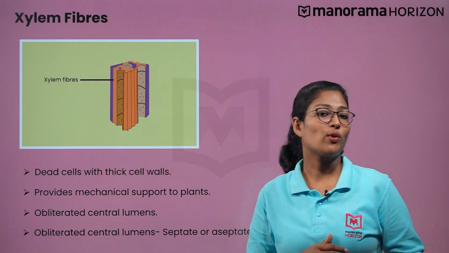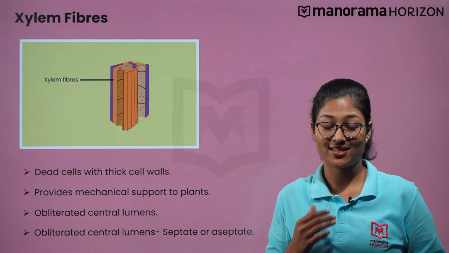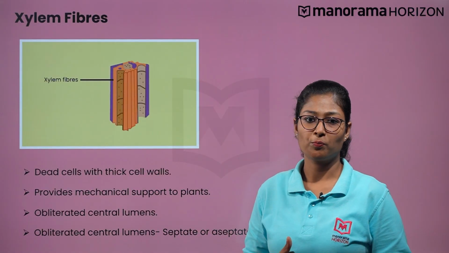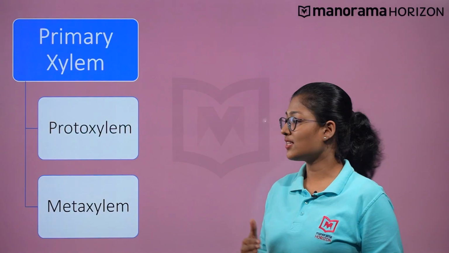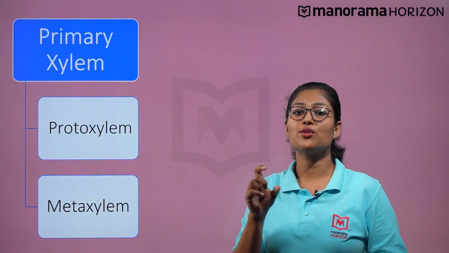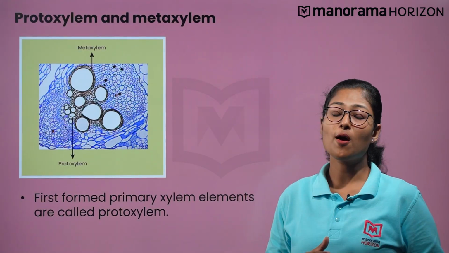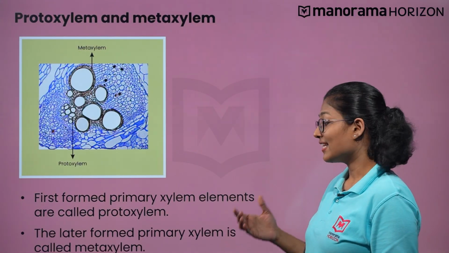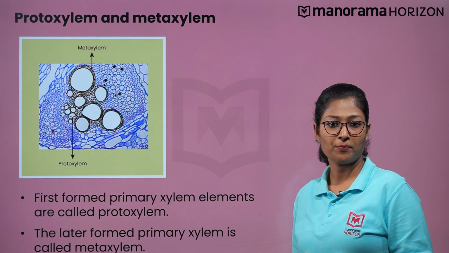So, let me ask you a question. Are there any other types of xylem cells? Yes, indeed. Let us now check the different types of xylem. So, the primary xylem is of two types, that is protoxylem and metaxylem. Let us try to define each term now. The first formed primary xylem elements are called the protoxylem and the later formed primary xylem is called the metaxylem.